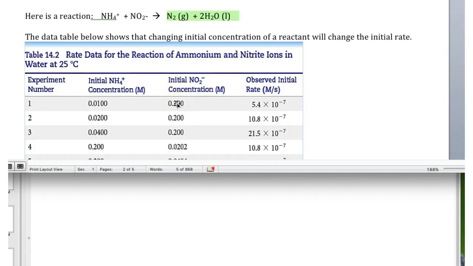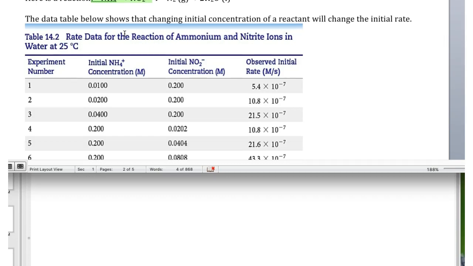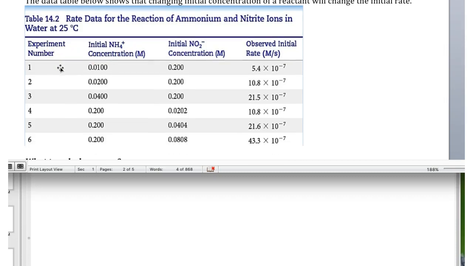So if we want to determine the relationship between these two, the relationship at which these guys are consumed and these guys are produced, we create something called a rate law. And the only way to determine this rate law is by looking at experimental data. So here is the first set of data. There are 6 experiments, 6 different trials. So the way you read this is up and down, up and down, up and down, up and down.